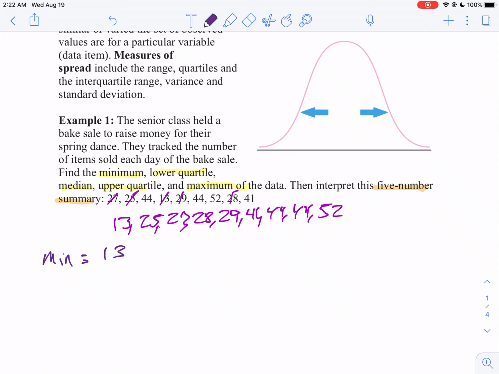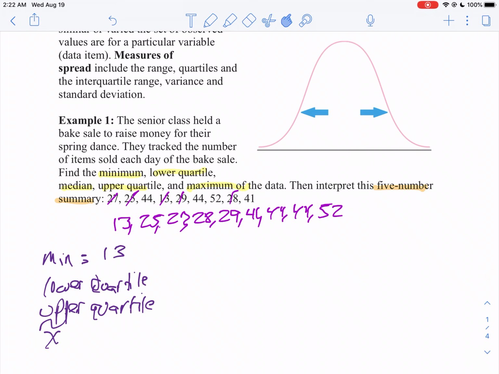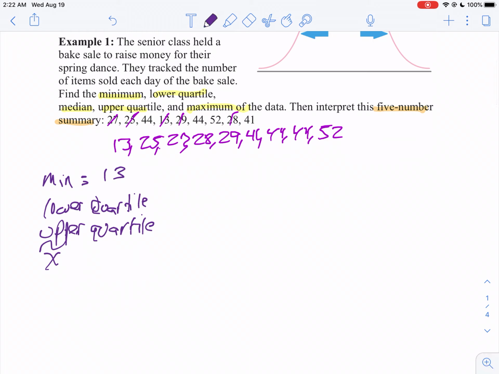Then we'll talk about how you find the lower quartile, and how you find the upper quartile. The median, I didn't put them in order because the median goes in between those two, and the maximum. Well, I can see the maximum is 52.